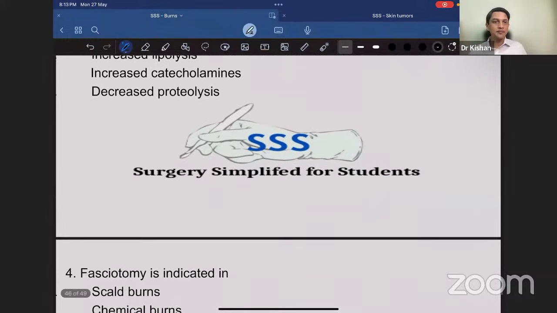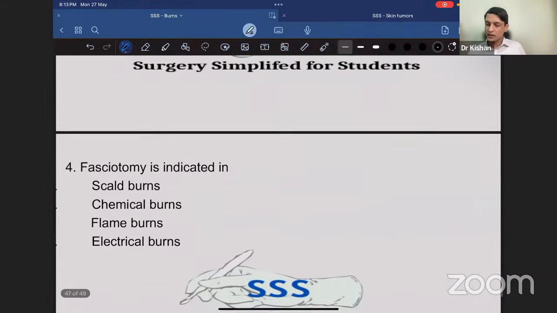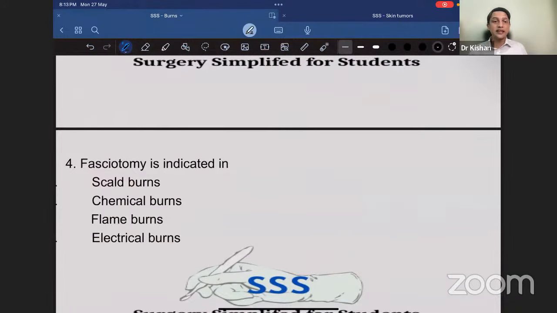The answer is D. It should be increased proteolysis, not decreased. Okay, now fasciotomy is indicated in.